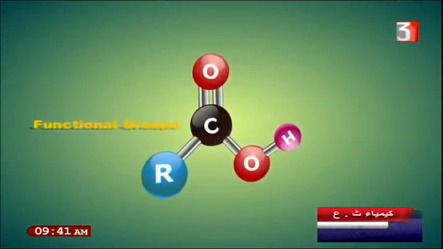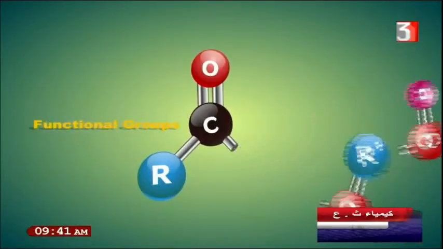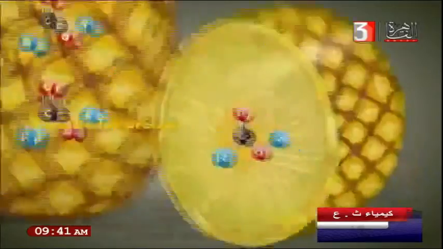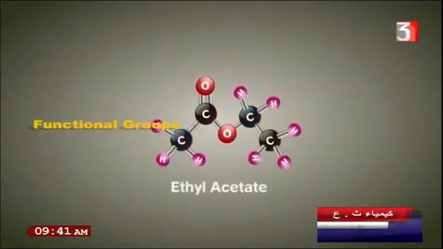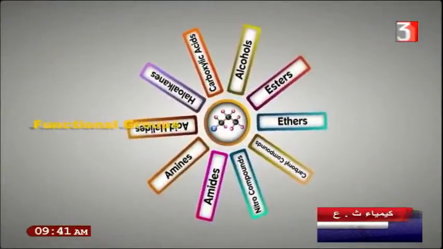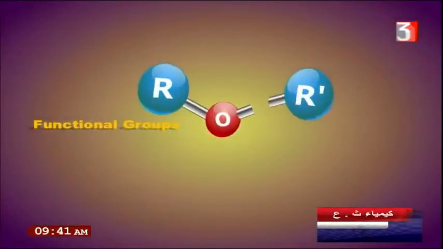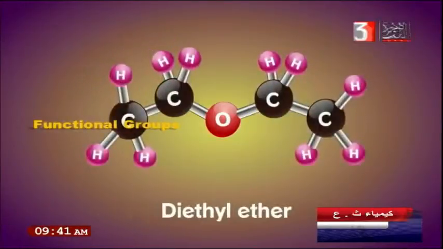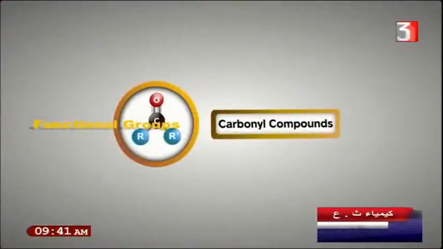Ester. Ester means C double bond O, replaced by this O and R, C O R. As in fruit, it has a fruity smell. This is the ester. You see, C O R and R, two groups of alkyl, like ethyl ester. You see, ether. Ether is just one oxygen connected by two groups of alkyl, R and R, or aryl, no problem. Diethyl ether.